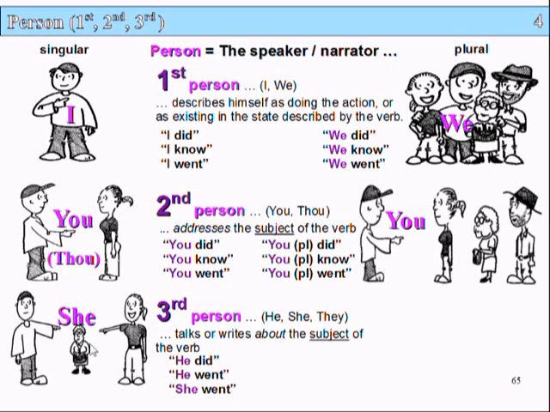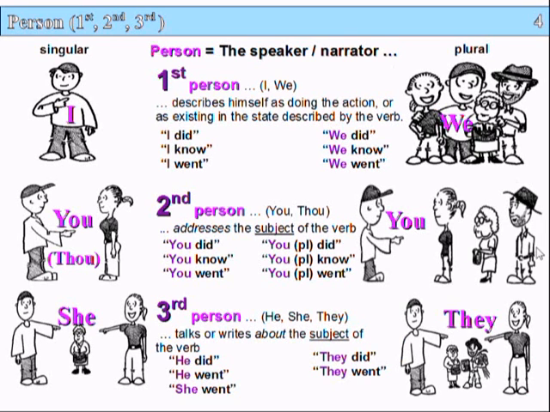And finally, when you're using the third person, if you're speaking about one person, they're either a he or a she. So you say he did, or she did, or she went. And when you're speaking of a group of people, you use the word they. So they did, or they went. So that's speaking of the third person, because in the third person, you are speaking to somebody about somebody else.